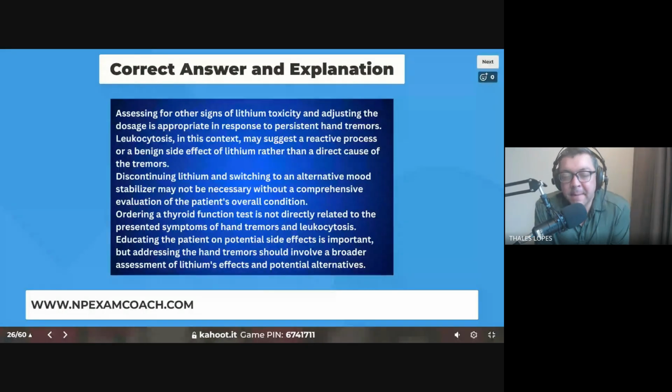So this is actually a mixture of a test question and a life situation. In a life situation, do you think we would stop the lithium? Probably not. I'm telling you, they wouldn't. I've seen people with 2.2s and they still keep on giving the lithium. Not me. But for the test, stopping the medication would be the best option here.